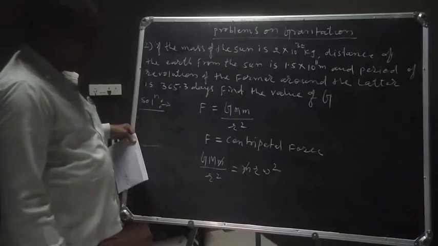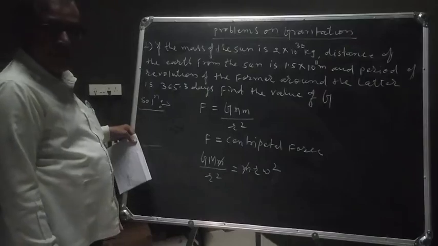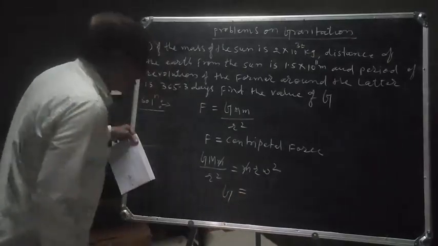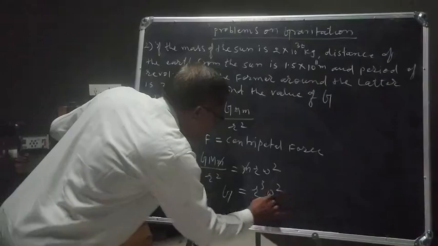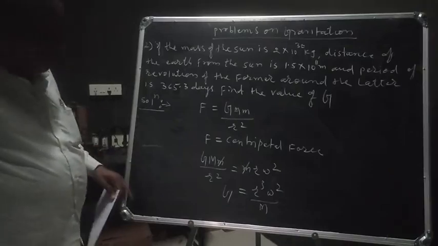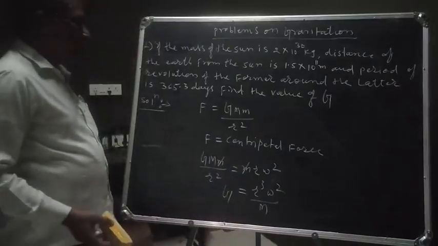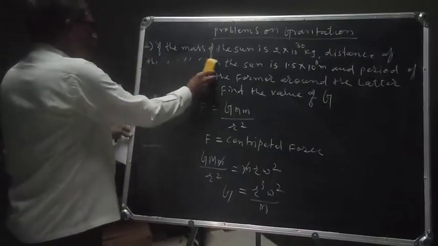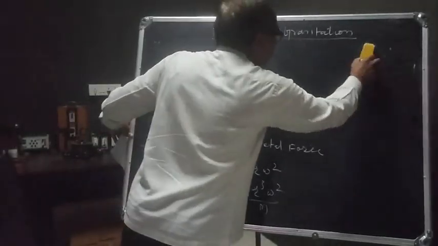In the previous problem, we rearranged this formula for the value of capital M. Here we are rearranging this for the value of G. Therefore, this can be written as r cube into omega square upon capital M. Now putting the value of all this r, omega and M and simplifying it, we will get the value of capital G.